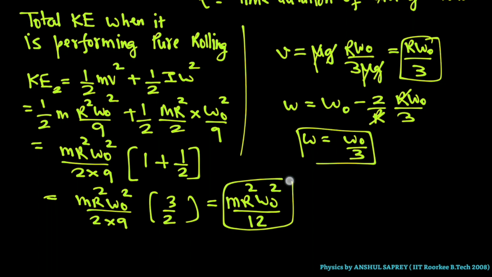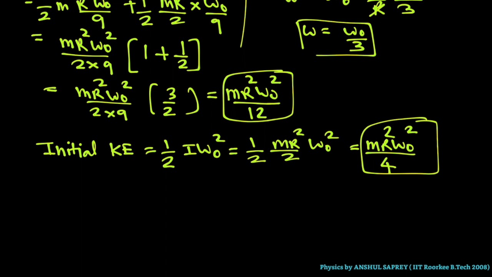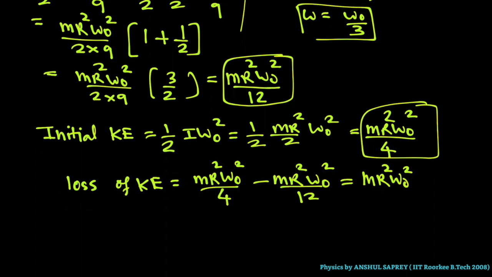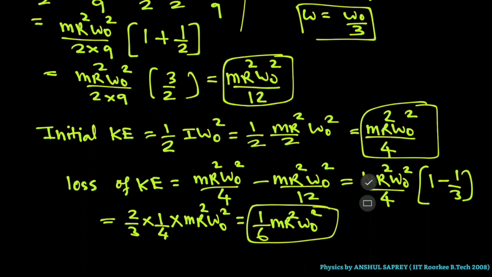So this is the final kinetic energy, and the initial kinetic energy of the cylinder is half I omega naught square, half into mr square by 2 into omega naught square. So the loss of kinetic energy is equal to initial minus final, which is mr square omega naught square by 4 taken out as common, in the bracket 1 minus 1 by 3, which is 2 by 3. So 2 by 3 into 1 by 4 into mr square omega naught square, that is equal to 1 by 6 mr square omega naught square. This is the loss of kinetic energy due to friction, and that is our answer.